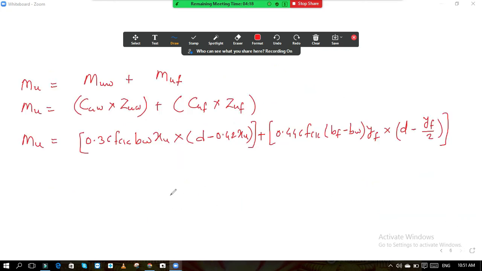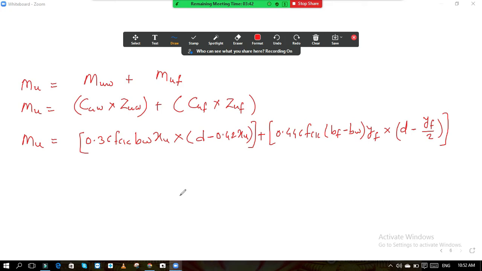So what is this yf? yf is the distance up to which the stresses in the flange are uniform, and after yf the stresses will not be uniform. Our analysis for the T section works whenever the stresses are uniform. If you consider the total depth Df, the stresses up to that depth are not uniform. So yf is the distance up to which the stresses are uniform. You have to remember this formula for yf.